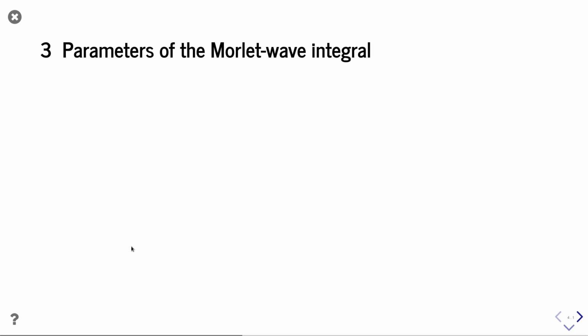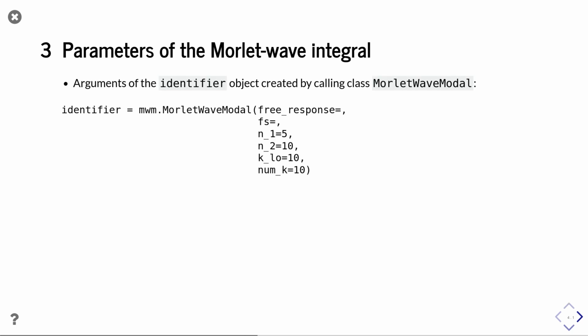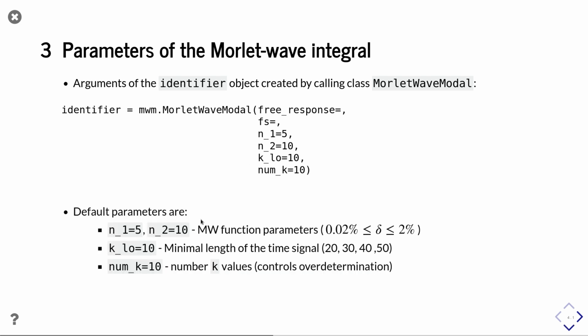Now a few details on the parameters of the Morlet integral are explained. In addition to required inputs in the class, there are additional arguments that are set as default. These are the parameters of the method. So, the first parameters are not to be changed if the system has a damping ratio between 0.2% and 2%. Going above 2% damping, they should be set to 6 and 12, or even 7 and 14 for higher damping.